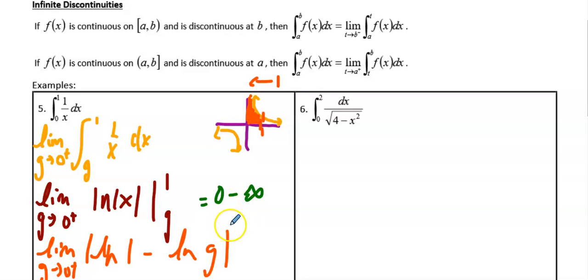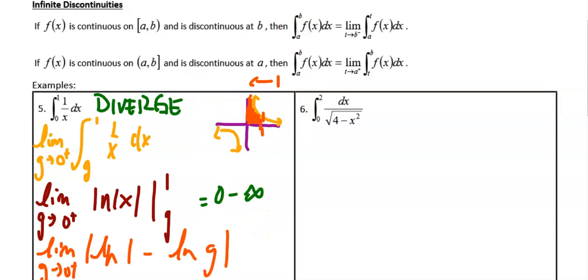Again, this is very similar to what we did with the L'Hopital stuff. Now, just like I said in the previous video, we have 0 minus infinity. So guys, this is not a number, so this particular example is going to diverge. Anytime you get positive or negative infinity in your answer once you evaluate your limit, it's going to diverge. So this one's going to diverge.